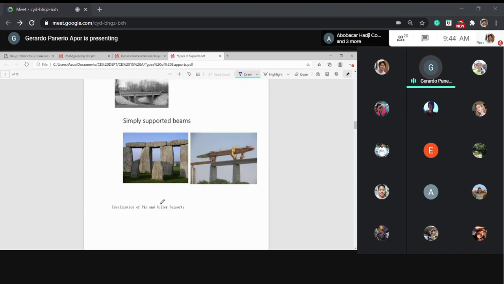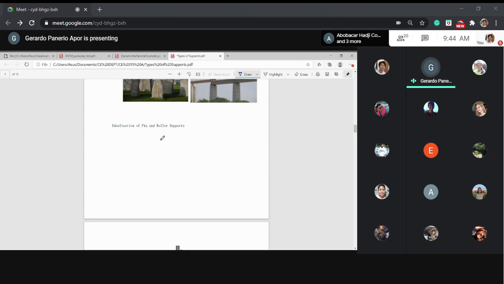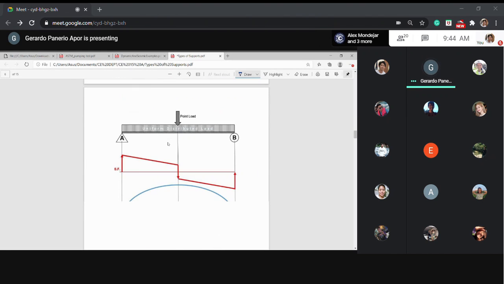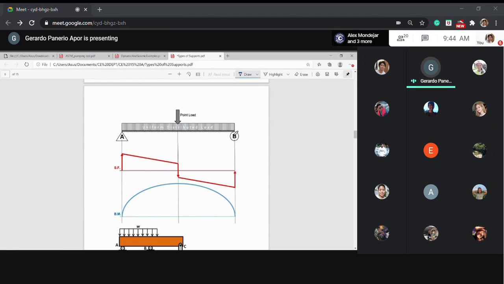you have here an idealization of pin and roller support. It's like this. So this is a pin and this is a roller. Okay, and one question: why do we need to idealize a structure? Because we cannot analyze a real structure. We need to model the structure into an idealized structure. Okay, and this one is already idealized.